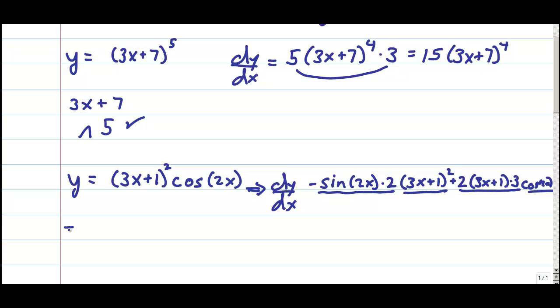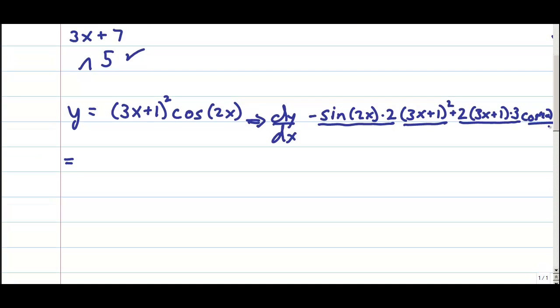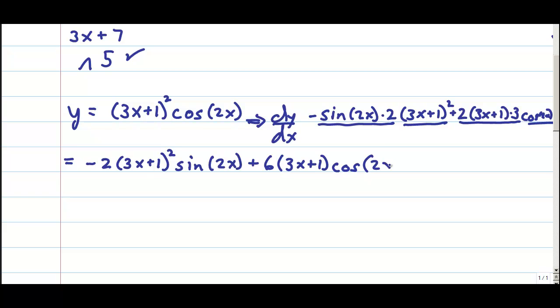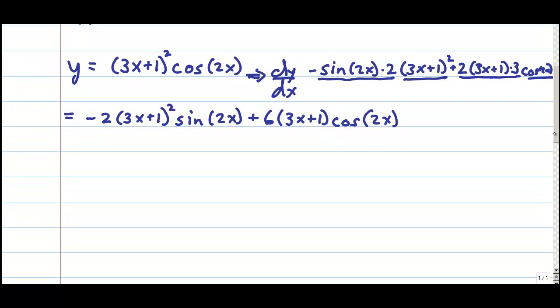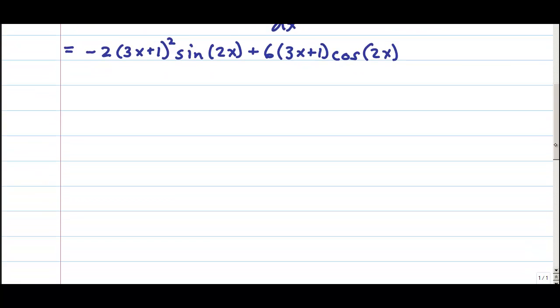Now what we need to do is simplify. I don't think there's going to be a whole lot of simplifying to do. On this first one, I can write this as negative 2 (3x plus 1) squared sine 2x. And then over here, for the second one, I can put plus 6 (3x plus 1) cosine 2x. There we have it. So there you can see another example of the chain rule.